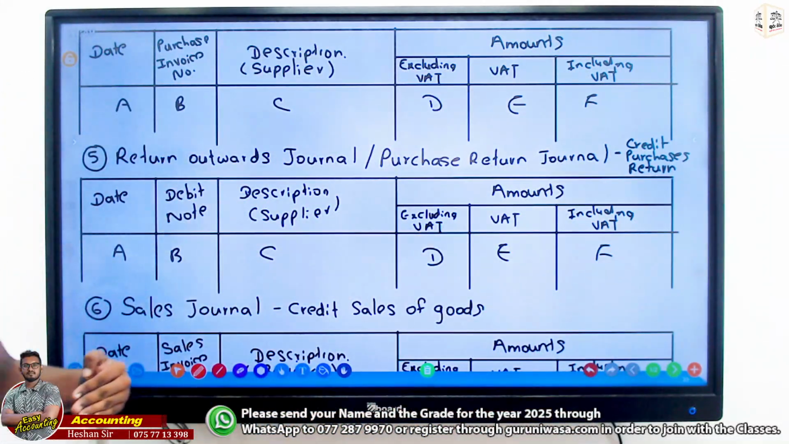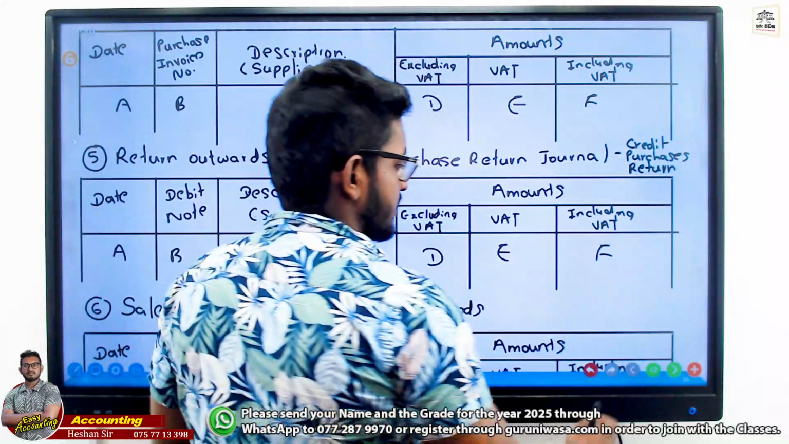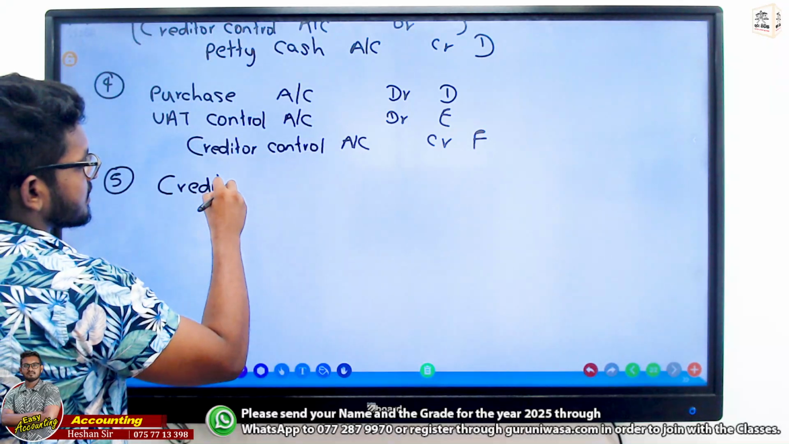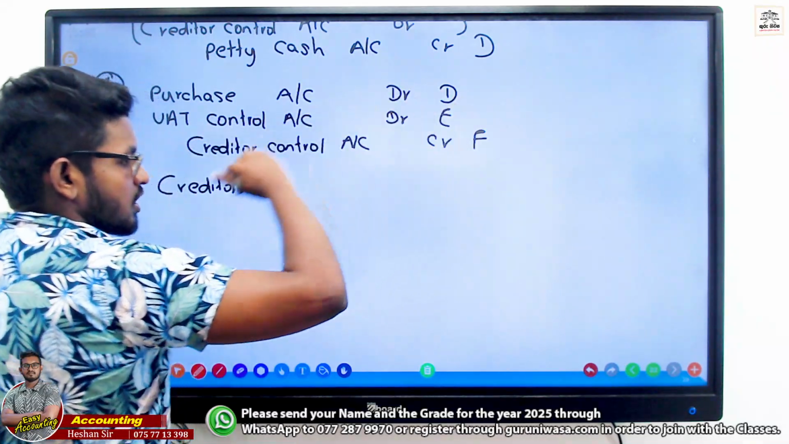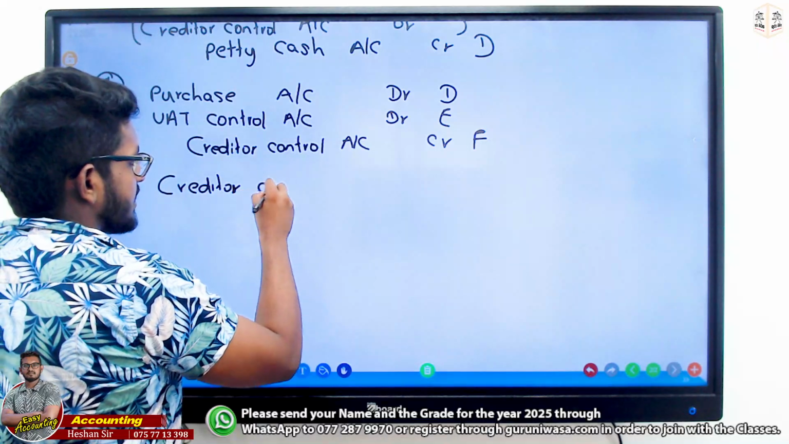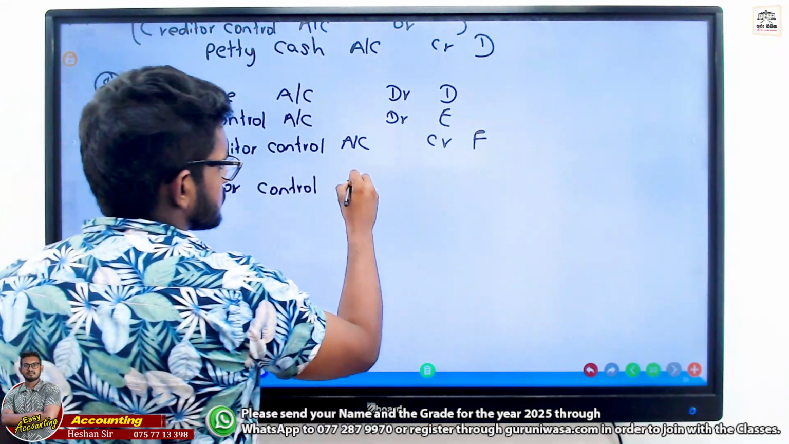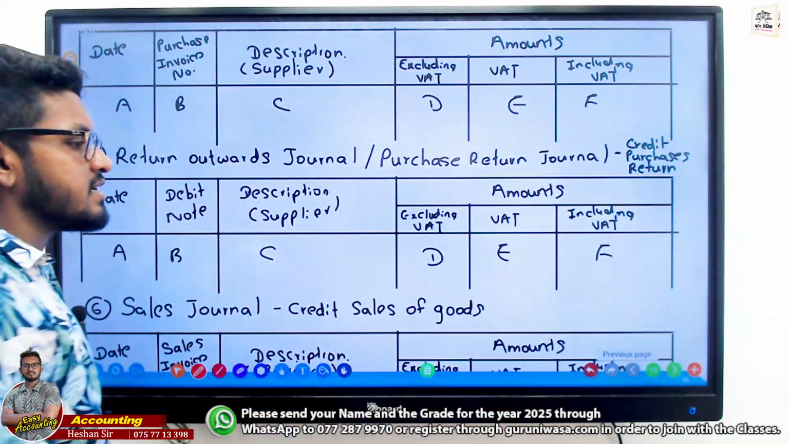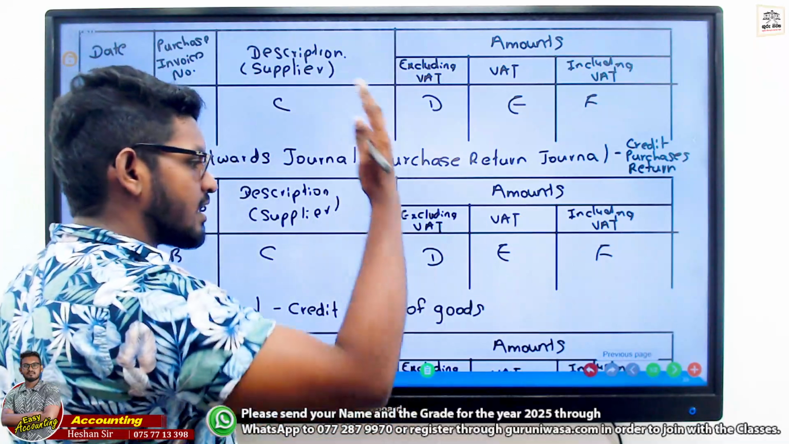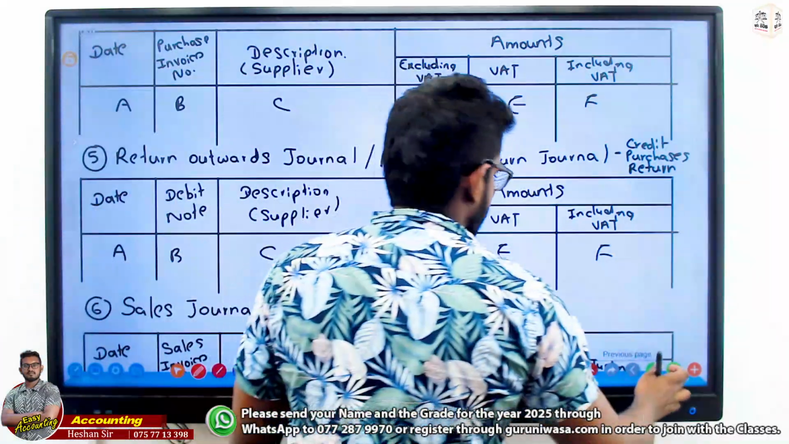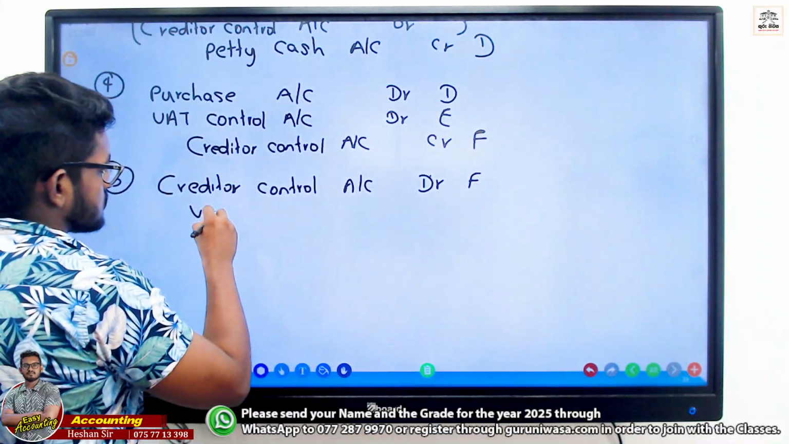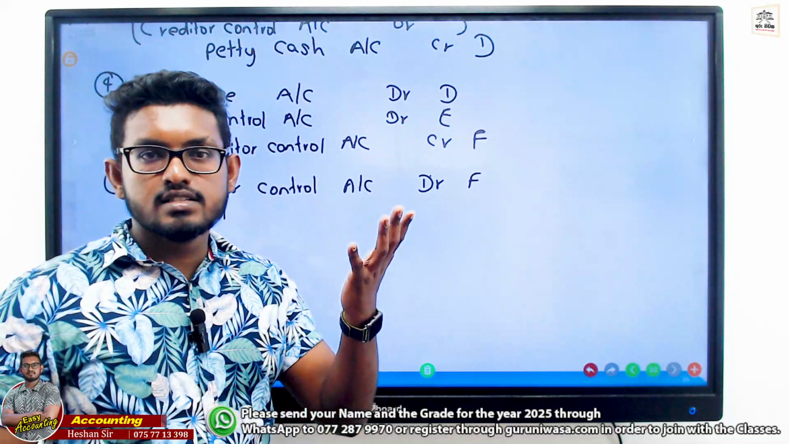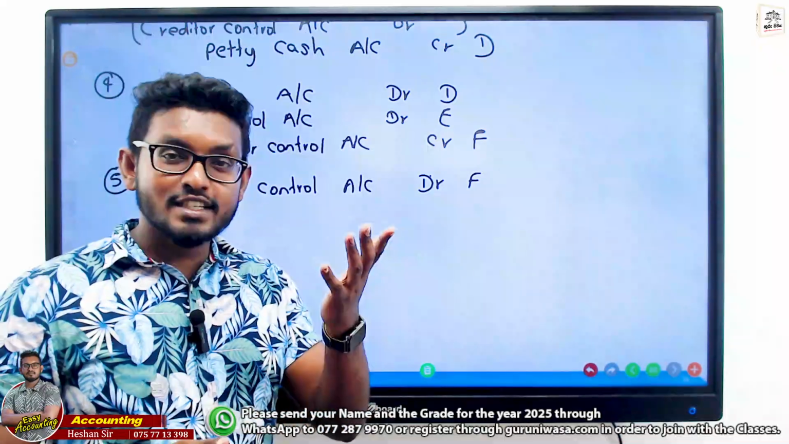Creditor control account debit, the full including VAT amount, F. Earlier, when we purchased, the creditor control account was credited; when we return the goods, the creditor control account is debited. So when we purchase goods, VAT liability decreases.